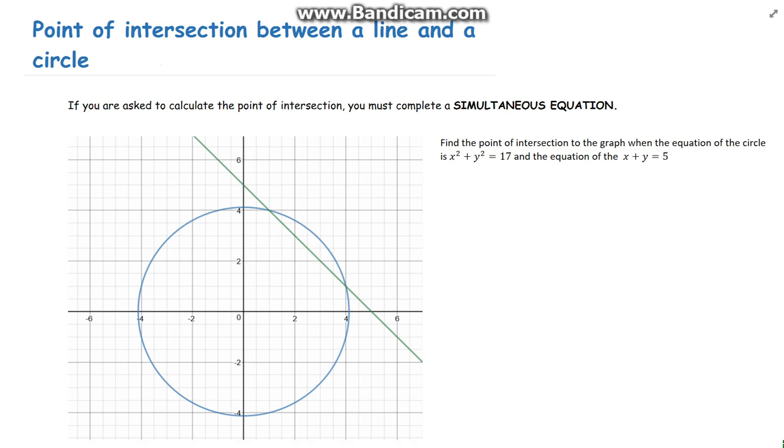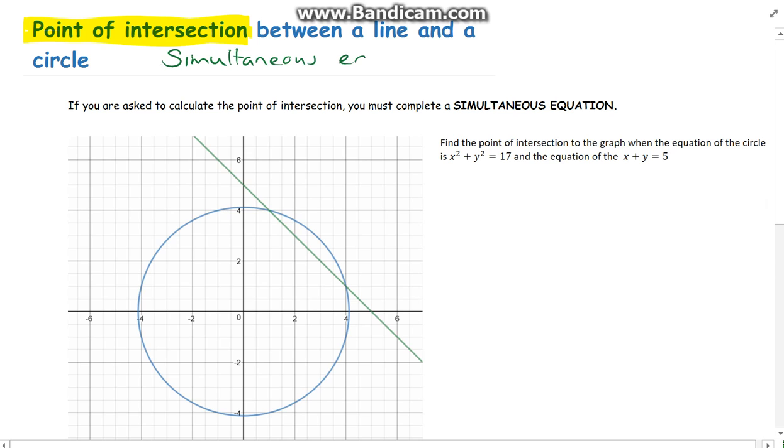So we're going to look at the point of intersection between a line and a circle. You should know that the point of intersection means where two objects meet, so it could be two lines meeting. In the graph below you can see it's the line meeting the circle. And anytime you have a point of intersection, you need to know off by heart that they want you to carry out a simultaneous equation in order to find them.